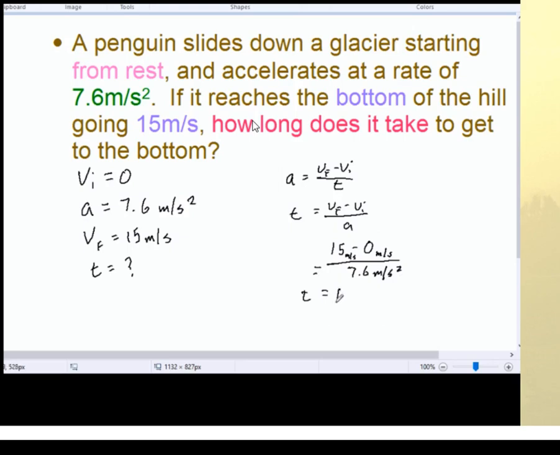t equals 1.97 seconds. Okay, and if you want to go back and look at that video about how many decimals and how many sig figs we should really expect in this, that's too many because we don't have that type of accuracy with the 7.6 number. That being the case, right around 2 seconds is what it's going to take the penguin to slide down the hill.